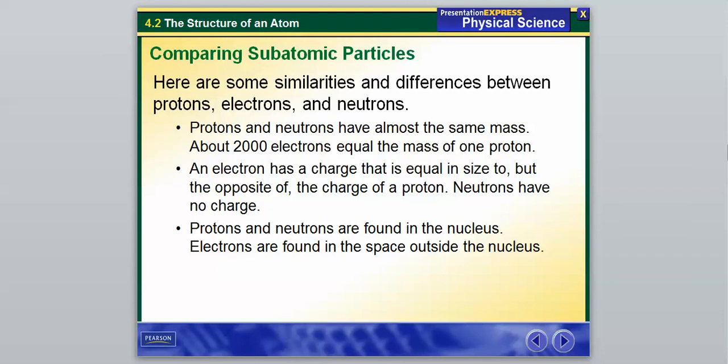And then the last one: protons and neutrons are found in the nucleus, while electrons are found in the space outside the nucleus. So we are going to do some more work with protons, neutrons, and electrons in class tomorrow. Just make sure that if you have any questions, you write them down and let me know.